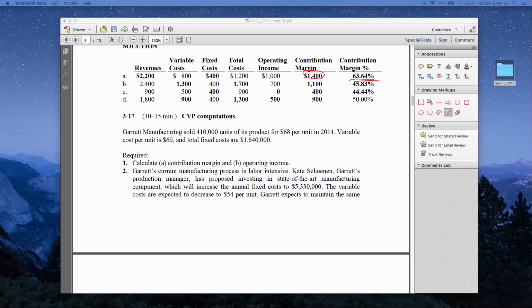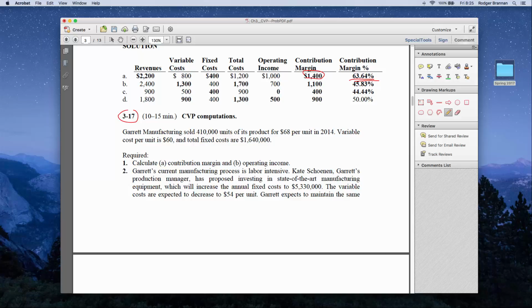All right, number 17 is really sort of a straightforward problem. And it's asking you to do basically two things. One, calculate the contribution margin and operating income under existing circumstances. And then in number two, it assumes, well, what happens to our operating income if we make certain changes, a form, a type of sensitivity analysis.